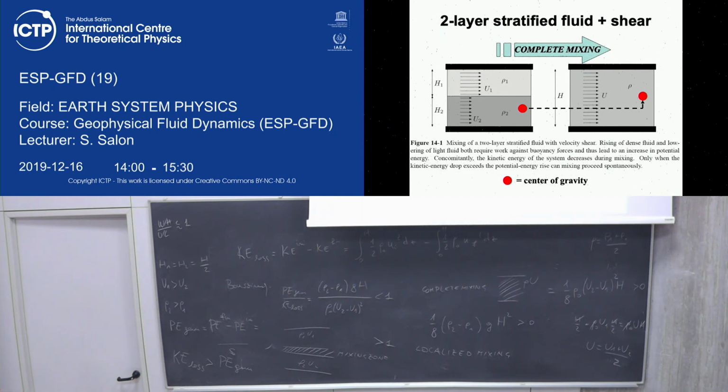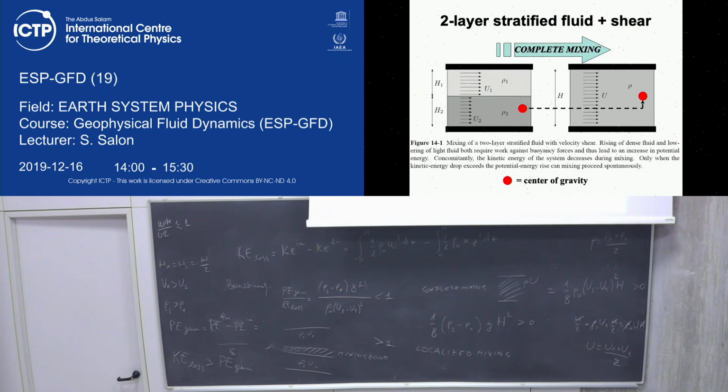Isn't it from the conservation of mechanical energy? From the conservation of mechanical energy, the two systems are always in equilibrium. For example, loss in kinetic energy and gain in potential energy. So for complete mixing here, we must have the kinetic energy lost always greater than the potential energy gain.